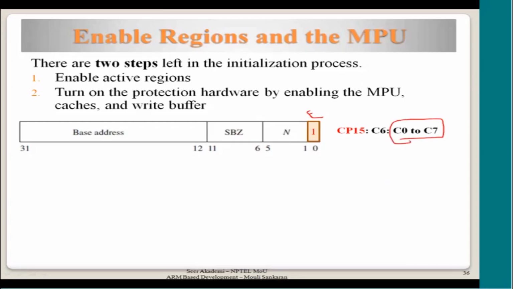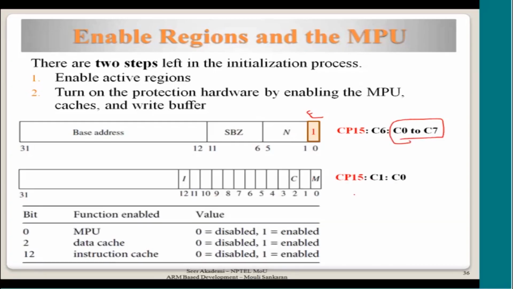That's why I am giving you C0 to C7. Whereas for a particular MMU or cache or MPU, this is the MPU. So for the MPU, or data cache or instruction cache, if they support two different caches, they will have different entries here, and they will be set. Then those caches will be enabled. So this is the typical example of how to do it.